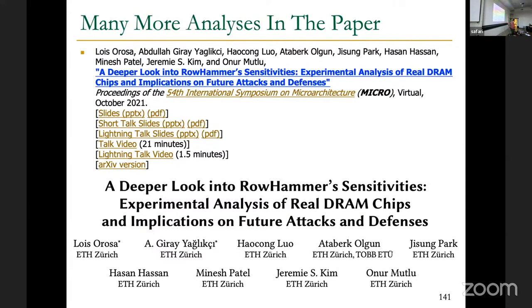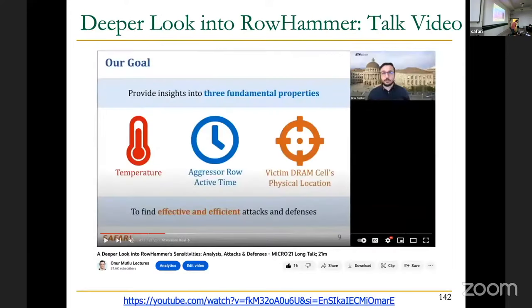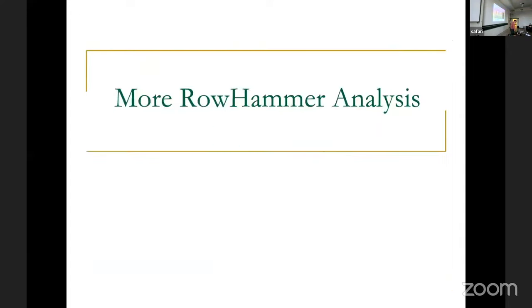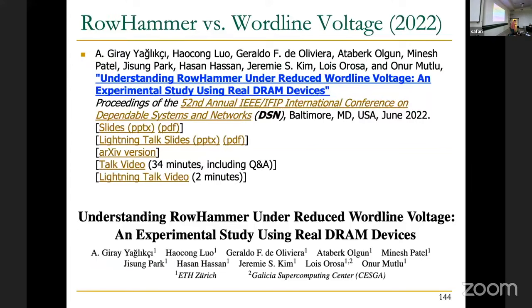Any questions? And whatever you uncover, it's always good to think it could be used by the attacker and it could be used by the defender. It's always that dual. And if you're interested, you can watch Gyi's video. So let's talk about more RowHammer analysis.